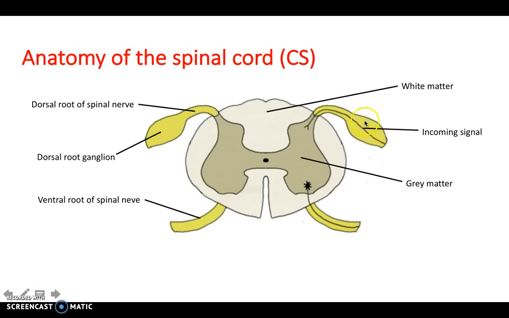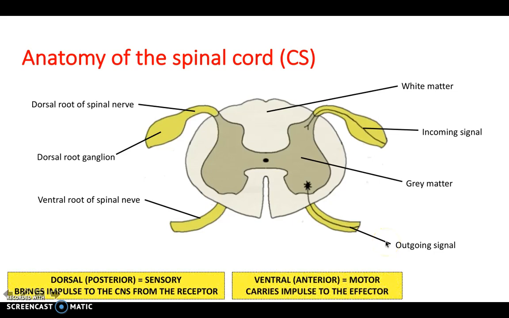Signals are always inputted through this dorsal root. So the dorsal root is sensory, and the ventral root is motor. In other words, it's an outgoing signal. And this is a really important thing to distinguish.